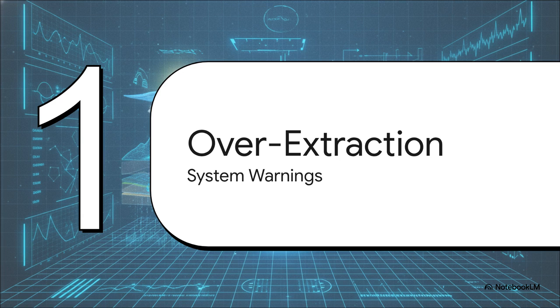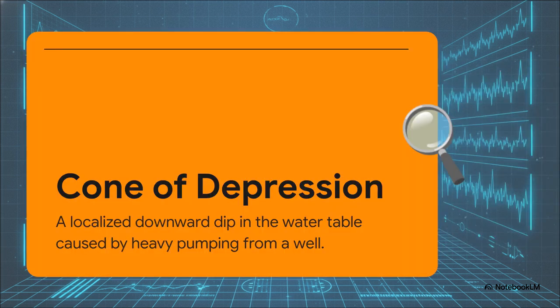Section 5. The costs of overextraction. What happens when we start messing with that delicate underground math? Let's check the system warnings. When we pump water out of a well faster than precipitation can naturally recharge it, we aggressively alter the system. Pumping creates a localized downward dip in the water table around the well bore. We call this a cone of depression.